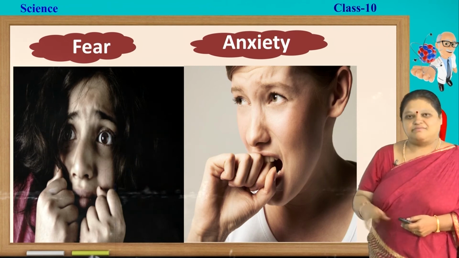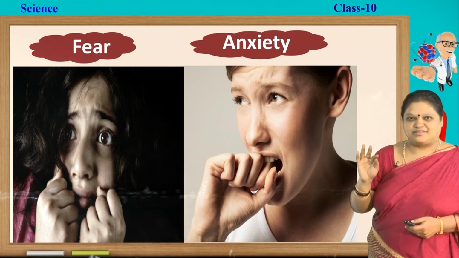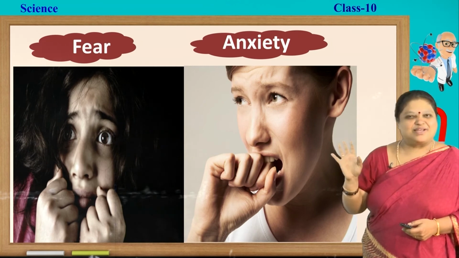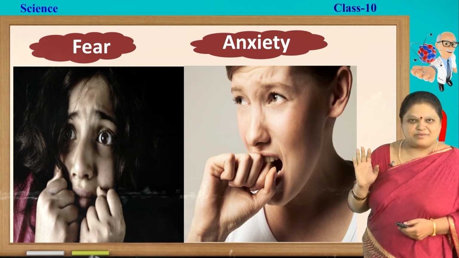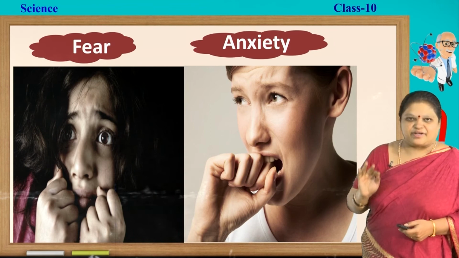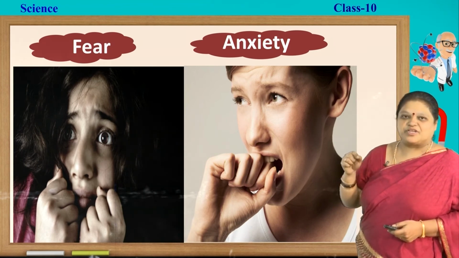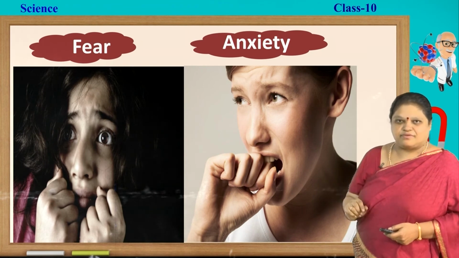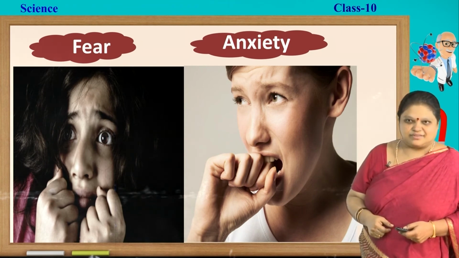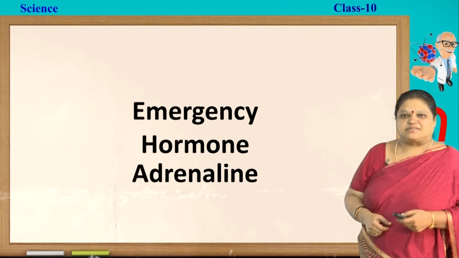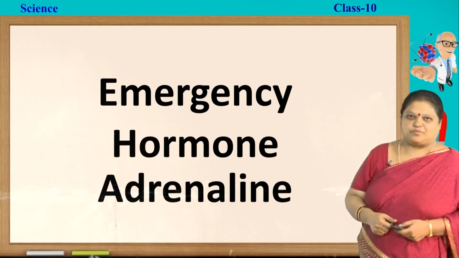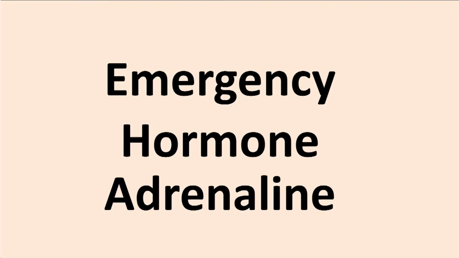It helps in the 3 F's: fright, fight, flight. Escaping from the enemy, when you are frightened, or when you fight. In all these situations, to keep you safe, this is secreted. So, it is called the emergency hormone. Children, till now you learnt about the emergency hormone adrenaline. Now, let us see the gonads.